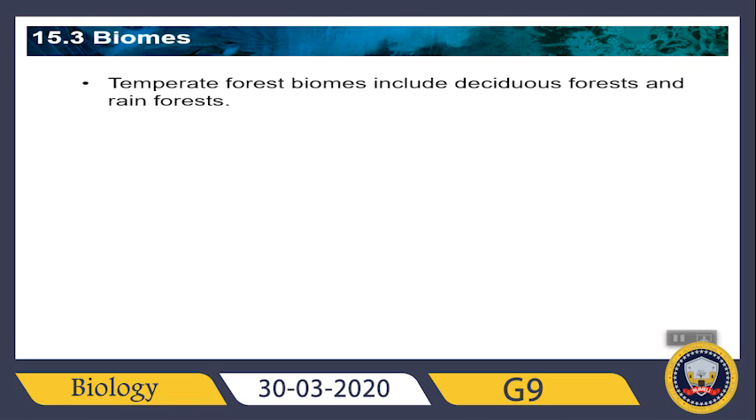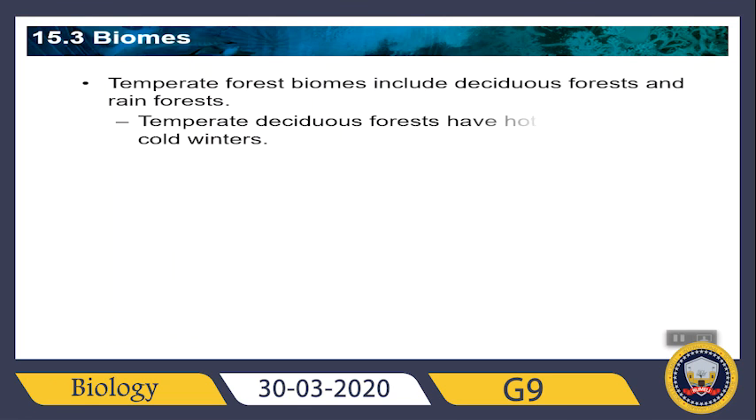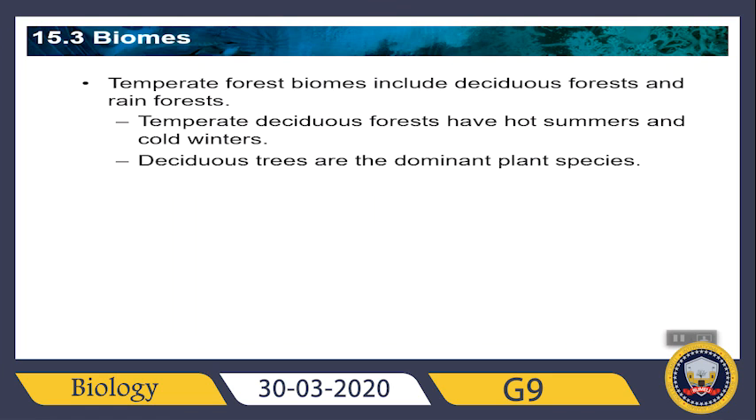Now, temperate forest biomes include deciduous forests and rainforests. The temperate deciduous forests have hot summers and cold winters. So, hot summers, cold winters. And deciduous trees are the dominant plant species.